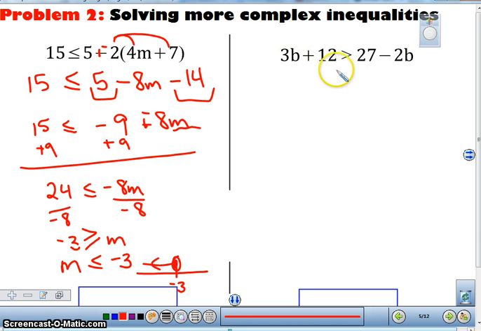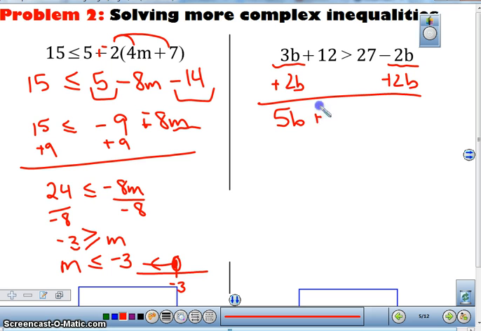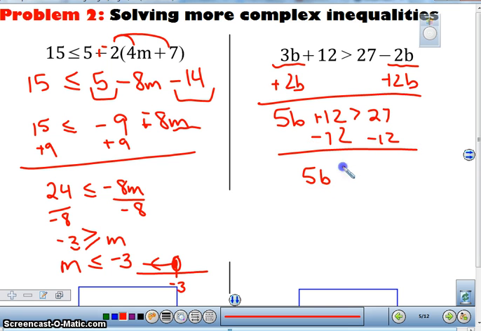If we look at this next one, again, we want to get all the variables on one side. If you have variables on both sides, always move the smaller. So in this case, our smaller one is the negative 2b. We're going to add 2b to both sides. We get 5b plus 12 is greater than 27. We're going to subtract 12 from both sides. 5b is greater than 15, and when we divide by 5, b is greater than 3.